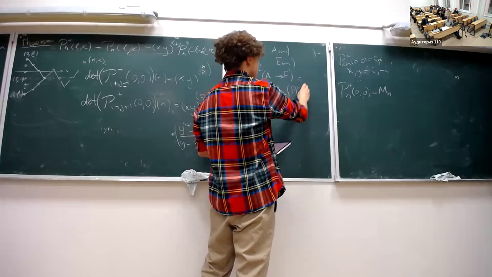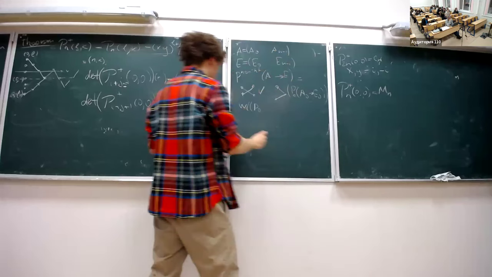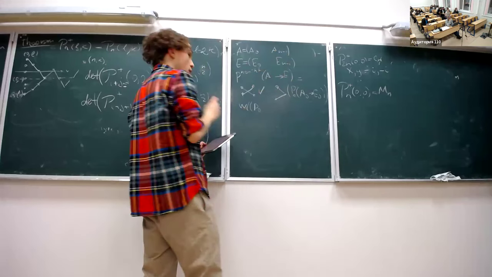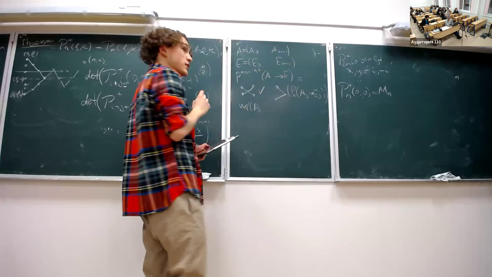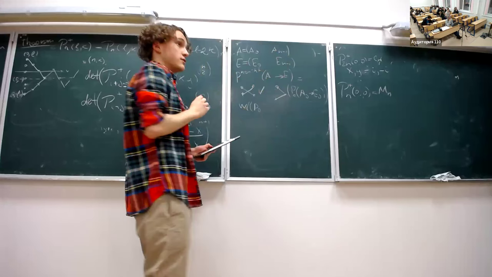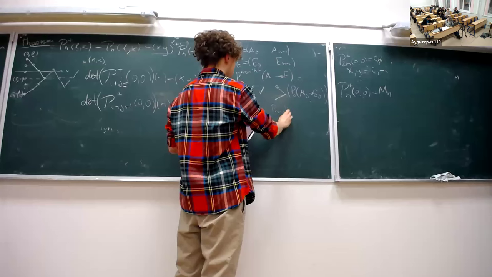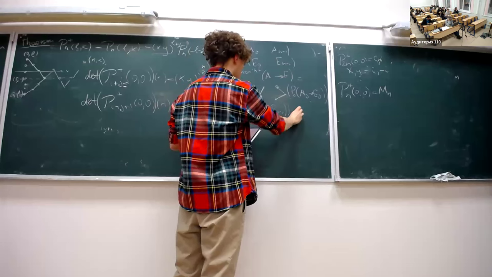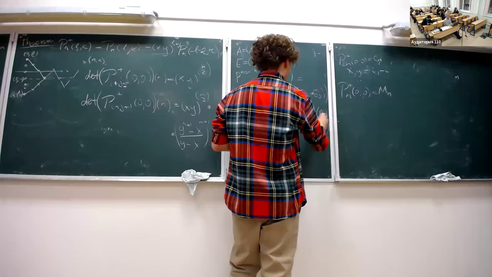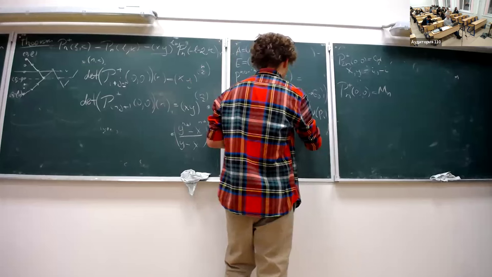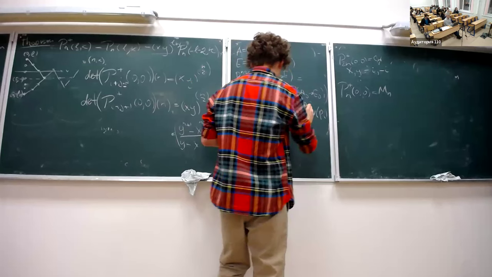And we can define weight of set of paths as a product of all weights of paths. Вес семейства путей — это произведение весов путей.